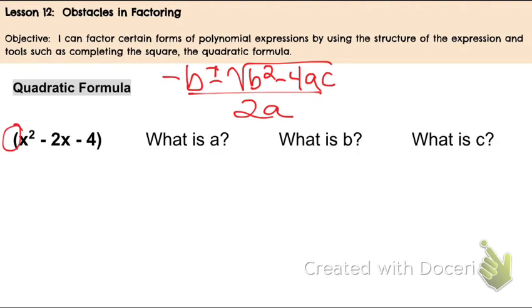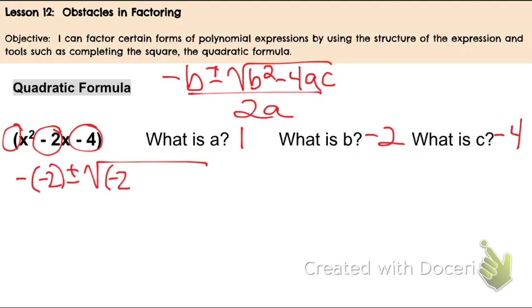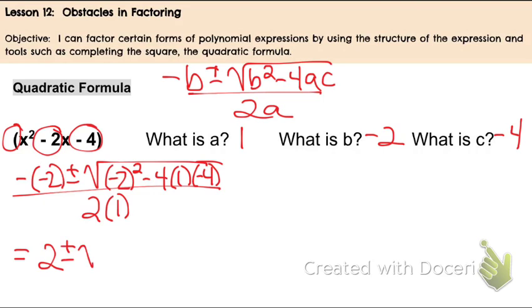Okay, so my a value is 1, b is -2, c is -4. So I have the opposite of -2 plus or minus the square root of -2 squared minus 4 times 1 times -4 over 2 times 1. So I get 2 plus or minus the square root of 4, and then -4 times -4 is 16. Over 2.